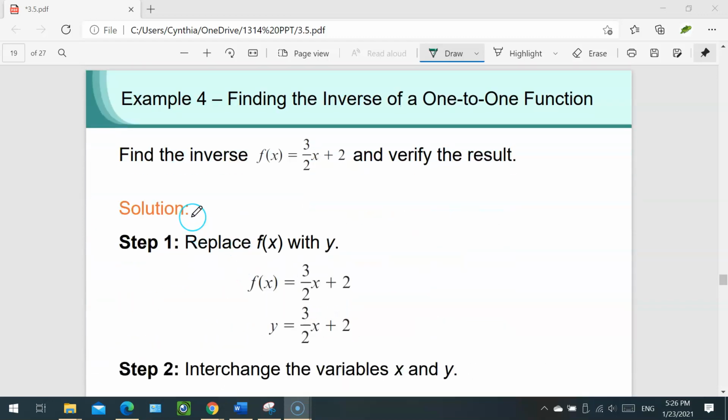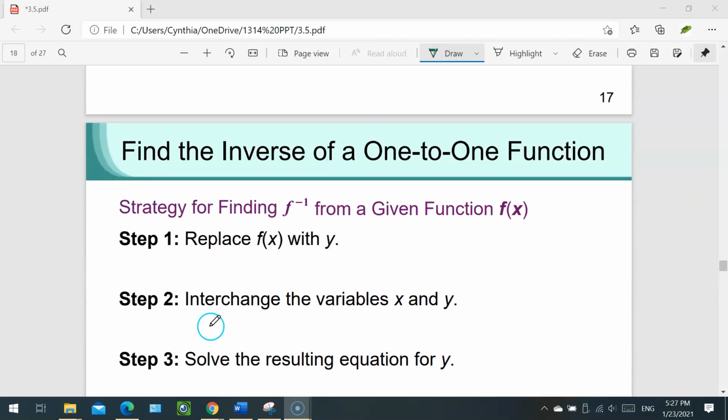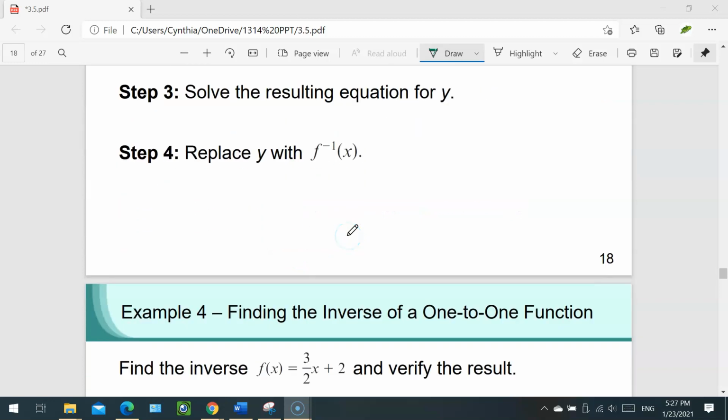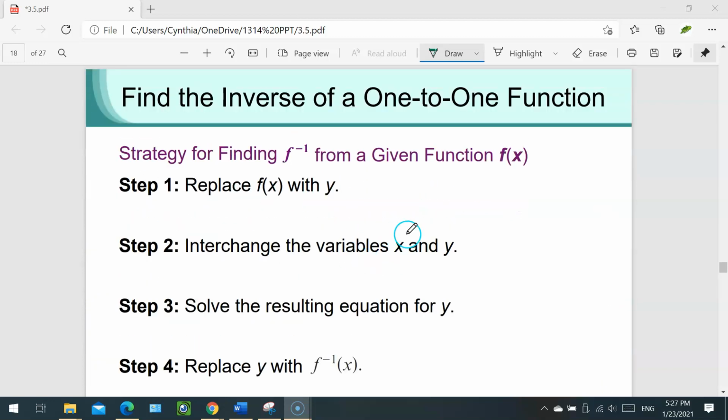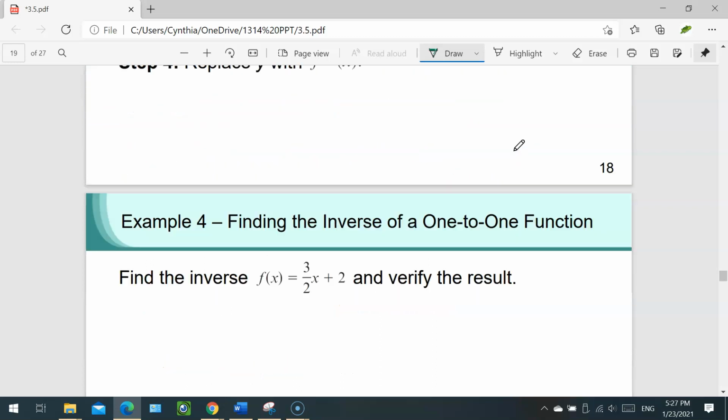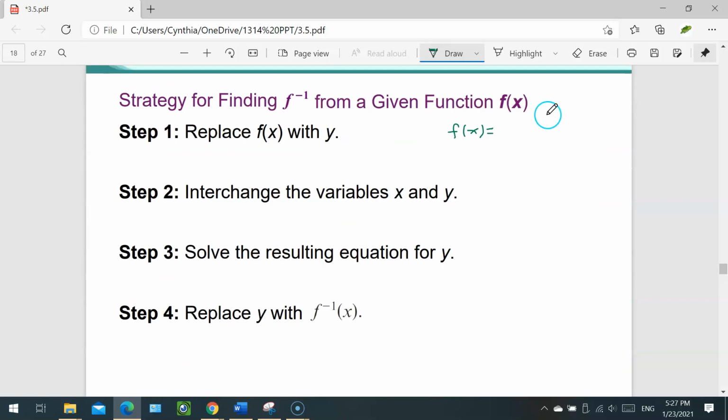So we try this example. Find the inverse of this function and verify the result. So first step, we replace the f of x with y. I'm going to write down the function in here. So we have f of x is equal to 3 over 2x plus 2. So first step, we replace the f of x with y. The right hand side, I still copy down.